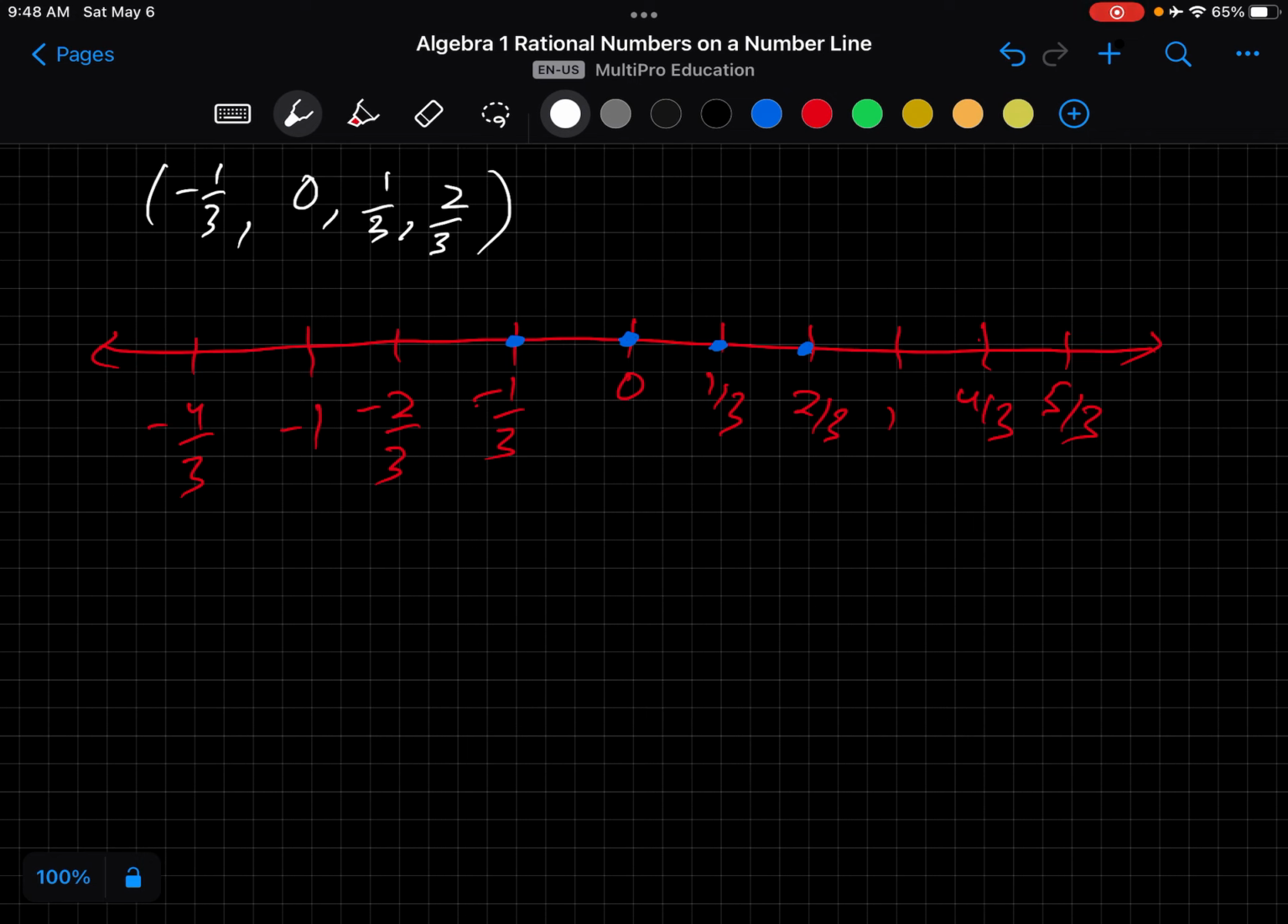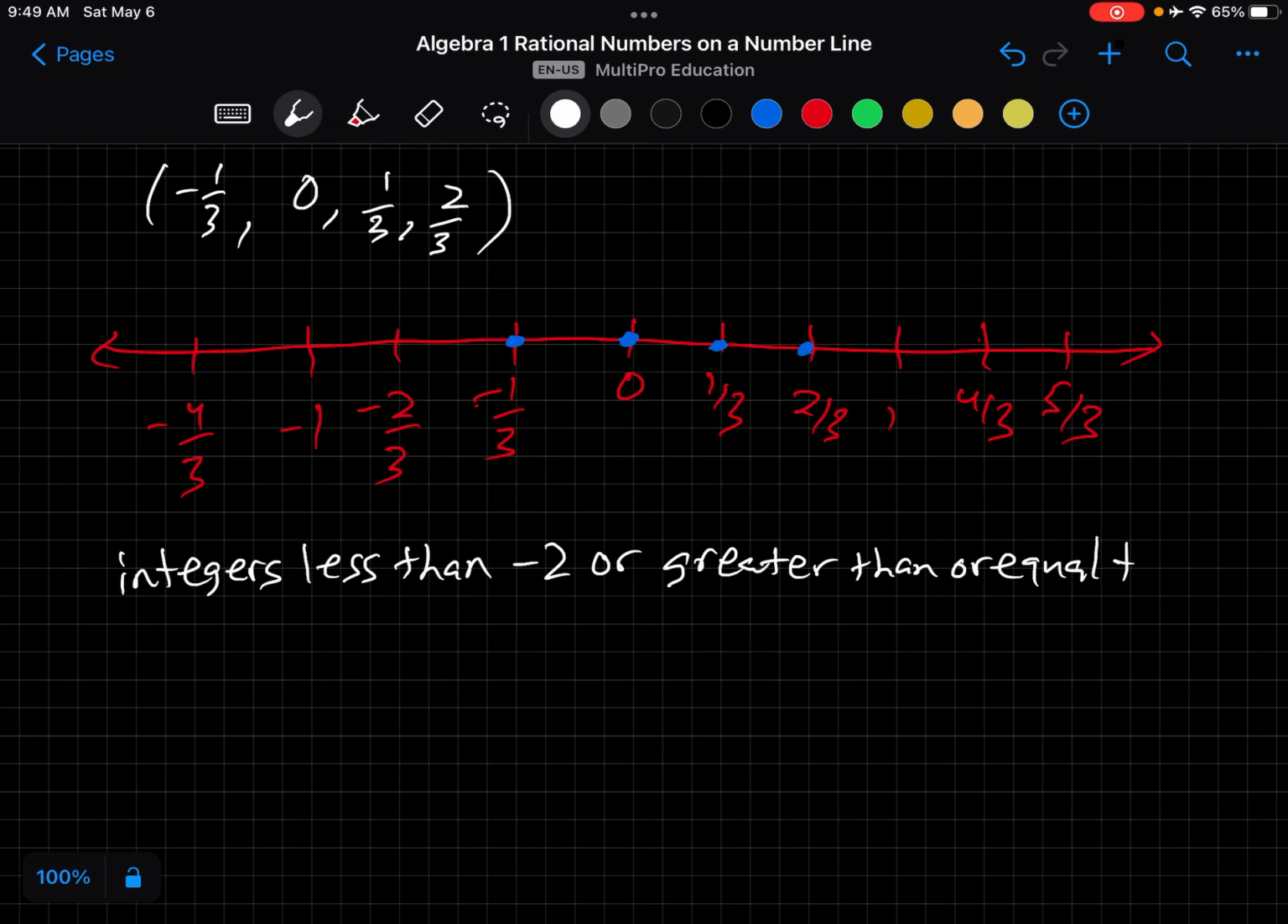Let's look at another one. We want to do integers less than -2 or greater than or equal to 5.